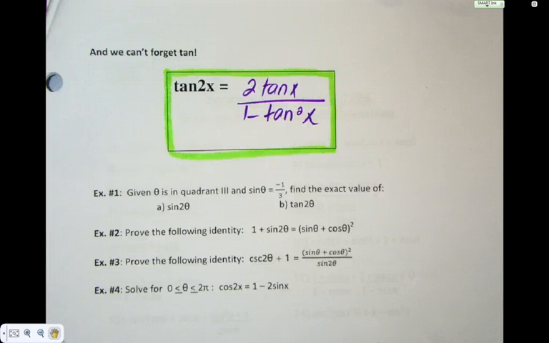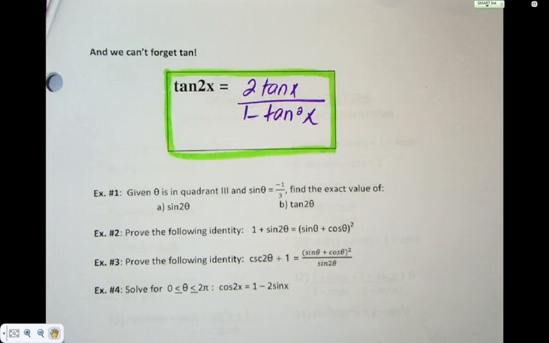Back in the day, which I know makes me sound old, we didn't get formula sheets. We just had to know all this stuff. Well, she's Romanian, and in Europe they don't get formula sheets at all, ever.